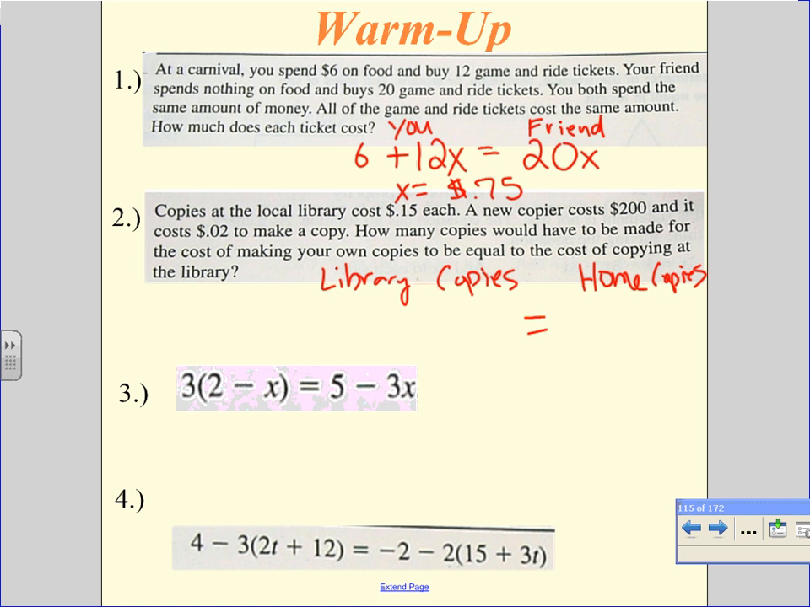So what goes on the side of library copies? What represents library copies? Doug? Good, 0.15x, and I would say 0.15 instead of just 15, so you know that it's 15 cents. Okay, what about home copies? Sean? Good, 200 plus 0.02, what has to go next to the 0.02? Good. And in this one, what does x represent? What does x represent, Jeremy?